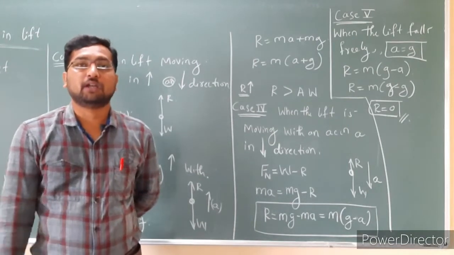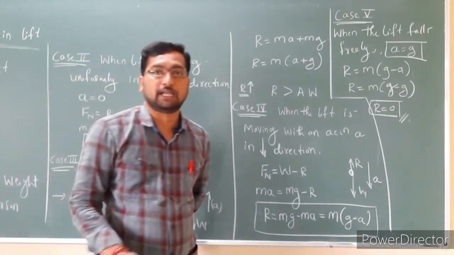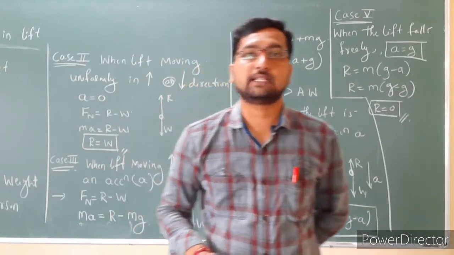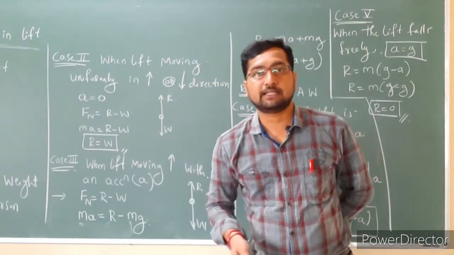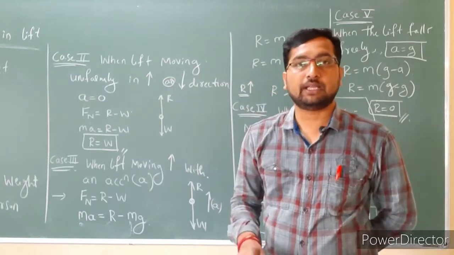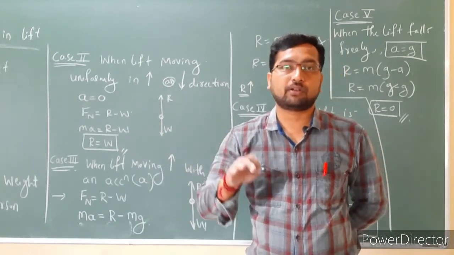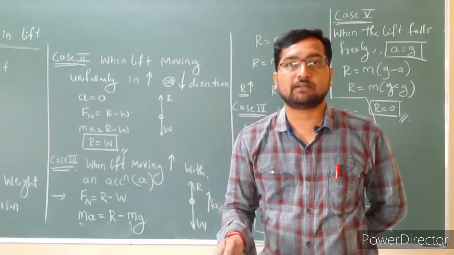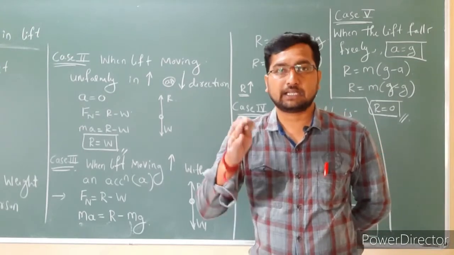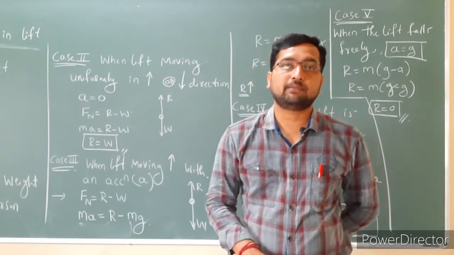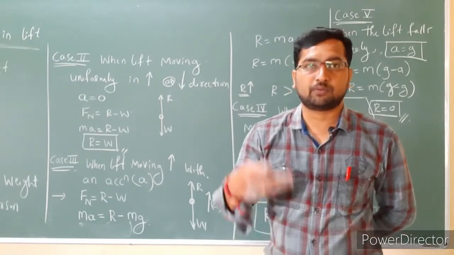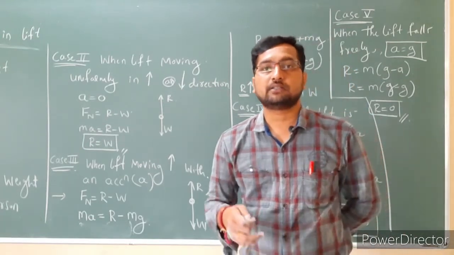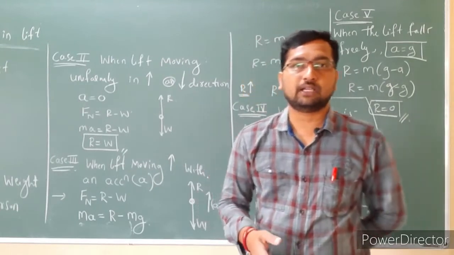So this is about the apparent weight of a person in a lift. Here we first consider a person standing on a weighing machine placed inside the lift. The person exerts some force on the weighing machine, which is nothing but the weight of the person acting in the downward direction. At the same time, the weighing machine exerts the same amount of force on the person in the opposite direction. That gives the apparent weight of the person.